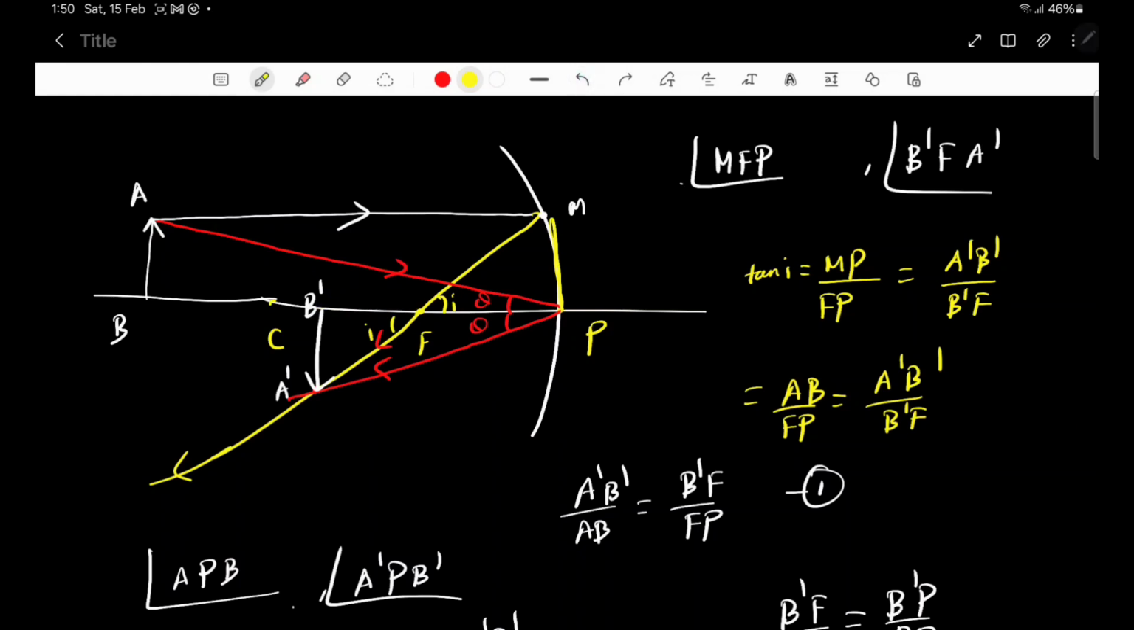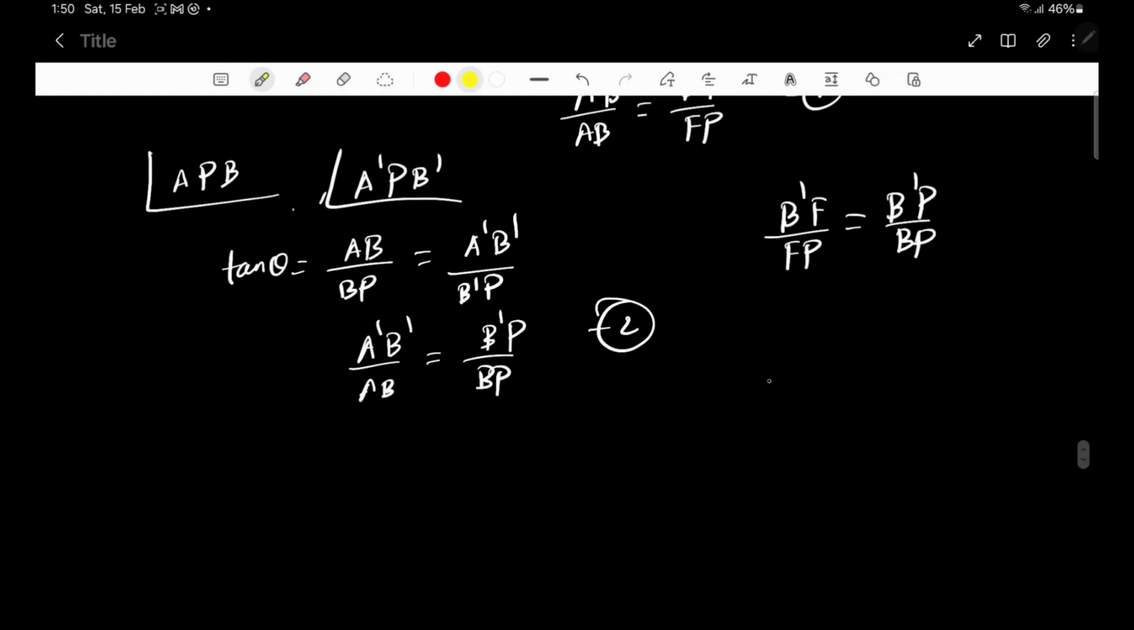It is B'F. The B'F can be replaced with what? B'F is equal to B'P minus FP. So B'F can be replaced with B'P minus FP, by FP equal to B'P by BP. Okay, I got an equation like this. So far we got these ideas very clearly now, right?